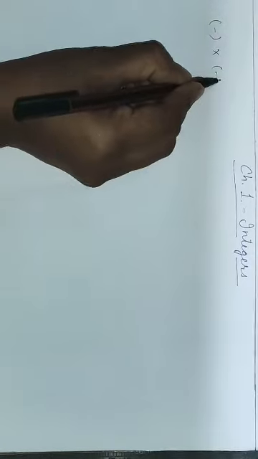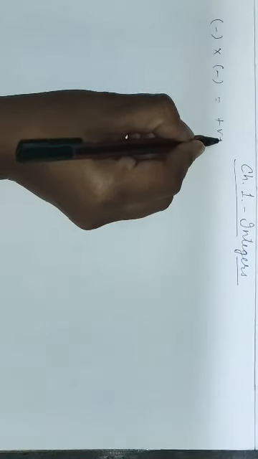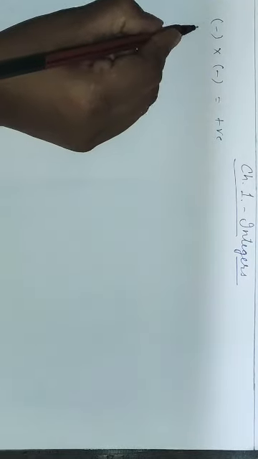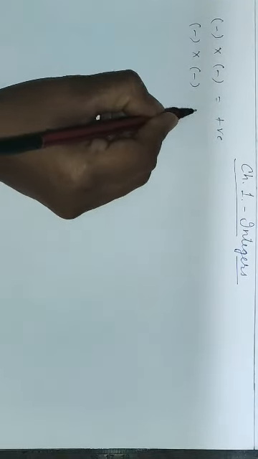Good morning, students. Last time we started chapter number 1, integers, and I told you some sign conventions. So moving further from there. Last time I told you that whenever we multiply two negative numbers, the sign of the product will be a positive number. Now suppose I am multiplying three negative numbers. So what will be the sign now?